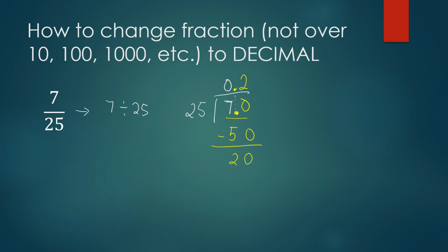So see, remainder must always be less than your divisor. Since we have a remainder, we keep on going. So let's affix another 0 here and then bring down 0. 200 divided by 25, how much is that? 4 for 100. So for 200, we have 8. 8 times 25 is 200. Now we have achieved a remainder which is 0. Then we stop. So the answer is 0.28 or 28 hundredths.